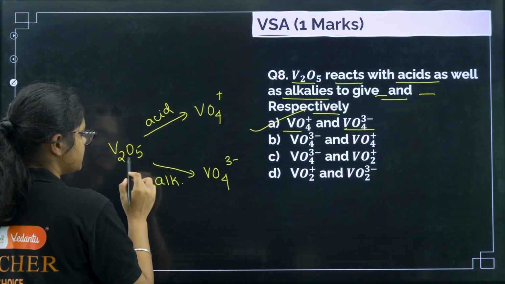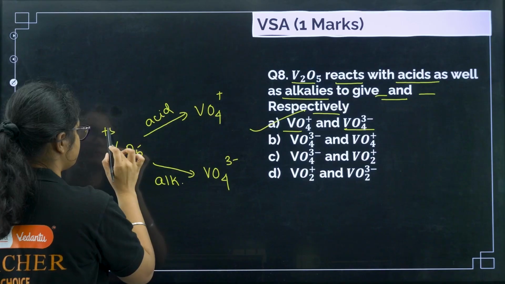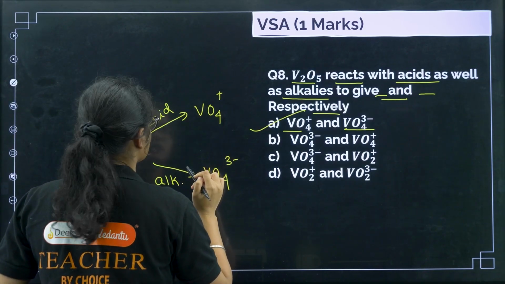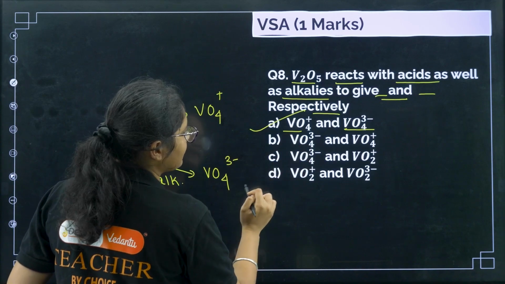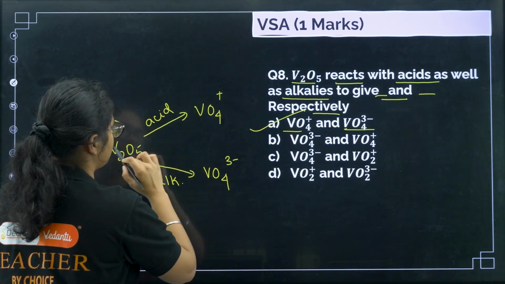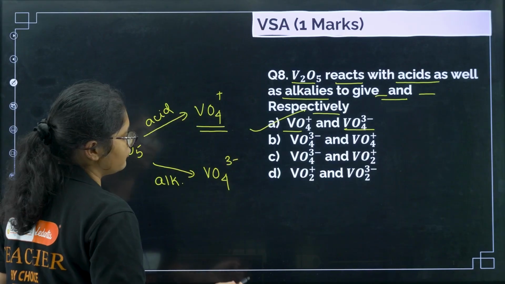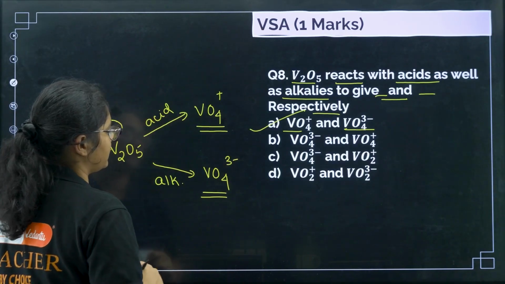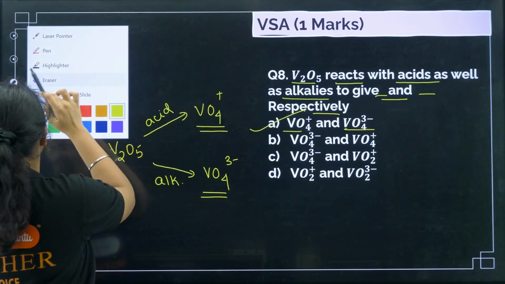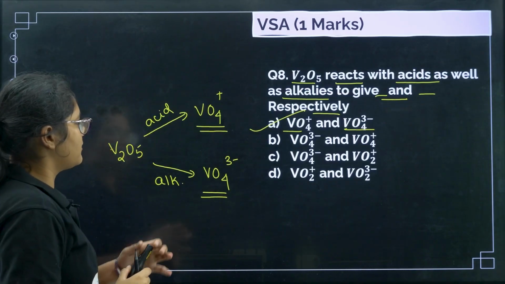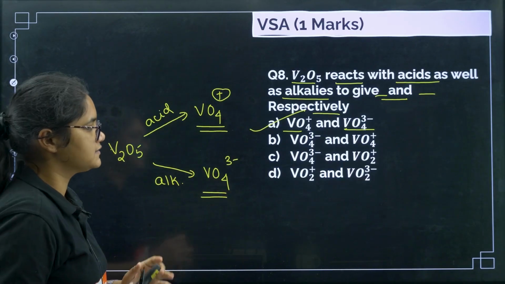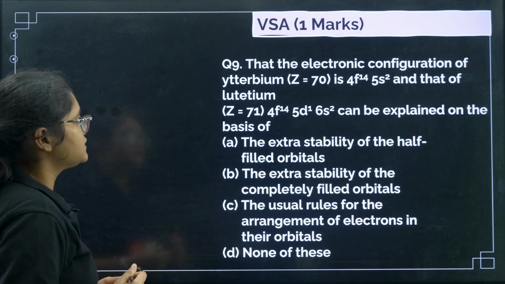Now if you check the oxidation state, vanadium is +5 in V2O5, and it gets converted to VO4 plus in acid and to VO4 3 minus in alkali. There is nothing related to oxidation state, so we do not have to worry about that. Just remember, in acidic medium it is VO4 plus, in alkaline medium VO4 3 minus. Option number A.